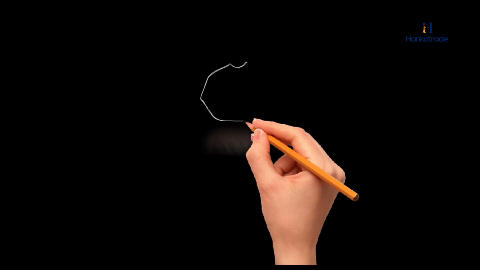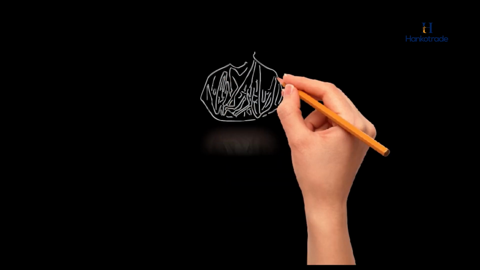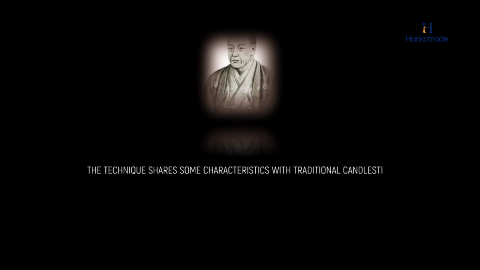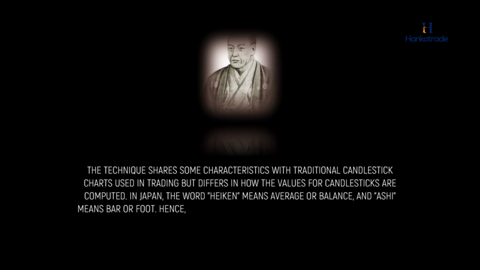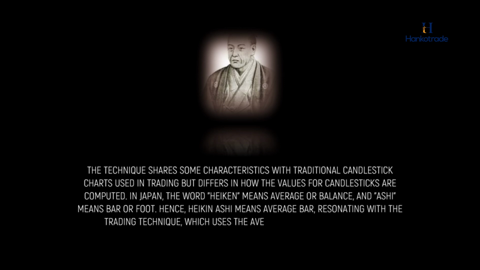The Heiken Ashi trading technique was developed by Munehisa Hama in the 1700s. The technique shares some characteristics with traditional candlestick charts used in trading, but differs in how the values for candlesticks are computed. In Japan, the word Heikin means average or balance, and Ashi means bar or foot. Hence, Heiken Ashi means average bar, resonating with the trading technique which uses the average price of the security.